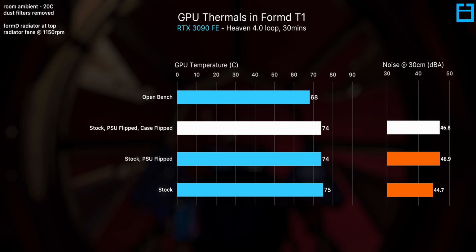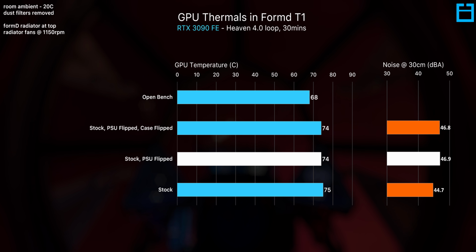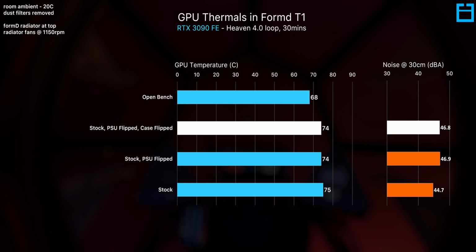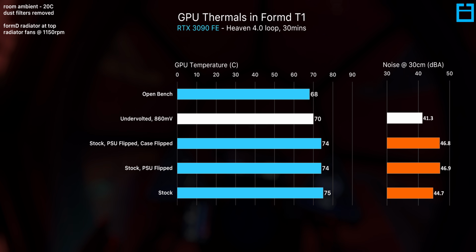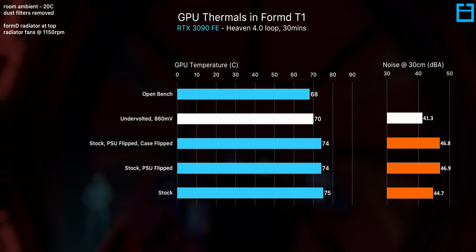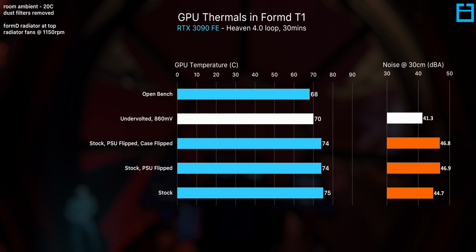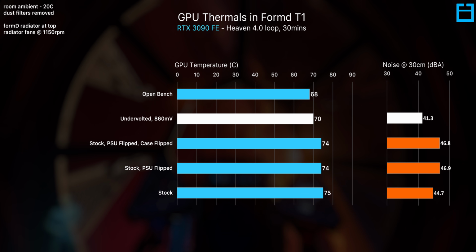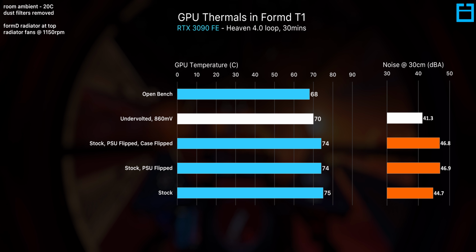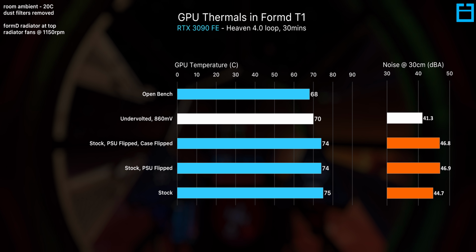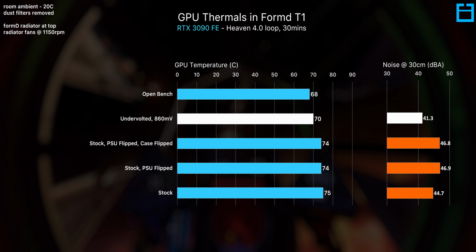Case orientation and whether the power supply was exhausting at the floor or top of the case also didn't make a difference. But we can still improve things a little by undervolting the 3090 to 860 millivolts, but keeping the clock speed the same at around 1850 megahertz. We're able to drop 4 degrees C along with a significantly lower fan speed and noise level.